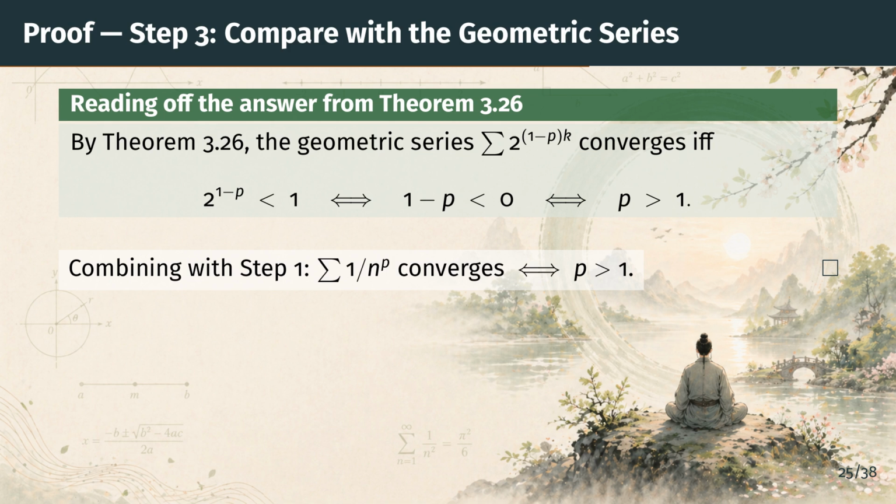Step 3 finishes the proof using the geometric series test from earlier in this section. The condensed series is geometric with ratio 2 to the power 1 minus p, and a geometric series converges exactly when its ratio is strictly less than 1. Now, a power of 2 is less than 1 precisely when its exponent is negative, so the condition becomes 1 minus p less than 0, which rearranges to p greater than 1. Combining this with step 1, where we ruled out the non-positive exponents, the p-series converges if and only if p is greater than 1.